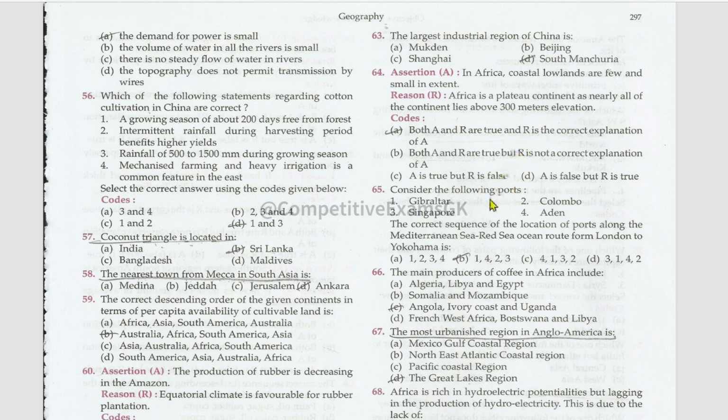Consider the following ports. The correct sequence of the location of ports along the Mediterranean Sea, Red Sea, Ocean. True, from London to Yokohama. Gibraltar, then Aden, then Colombo, then Singapore.